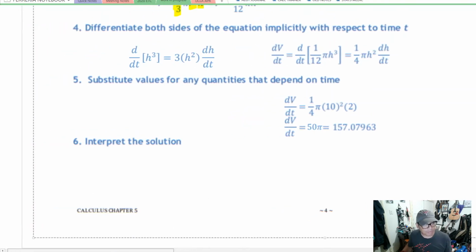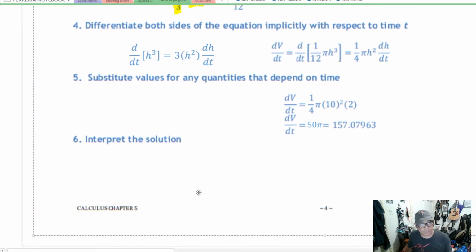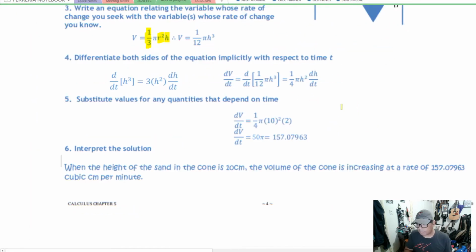Lastly for chapter 5, we're going to interpret the solution. When the height of the sand in the cone is 10 centimeters, the volume is increasing at a rate of 157.079 cubic centimeters per minute. So keeping the same format here for everything that we are writing, all of our interpretations, that should decrease the cognitive load on you for these problems.